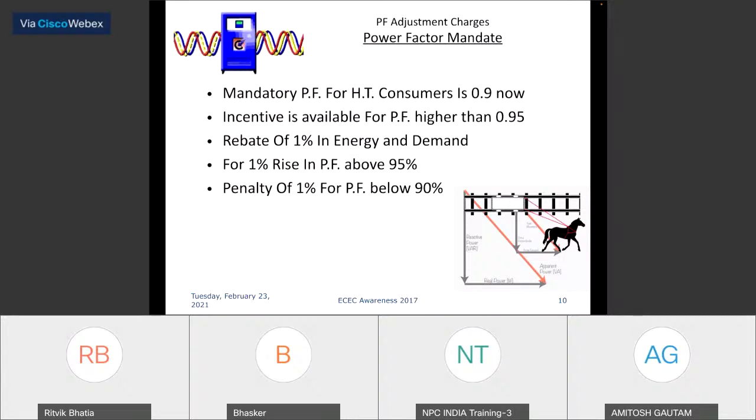The power factor adjustment charge is there for the industrial sector. The mandatory power factor for an HT consumer is 0.9 now, and an incentive is available for power factor higher than 0.95: a rebate of 1% on energy and demand is given for each 1% rise in power factor above 0.95, and a penalty of 1% for power factor below 0.9. So you can understand power factor can give you earnings also if you know its value.